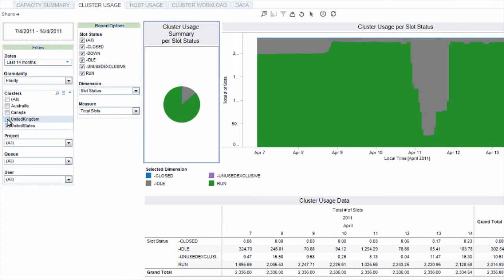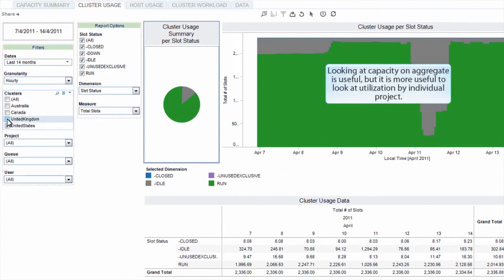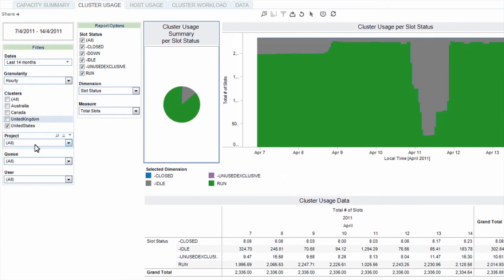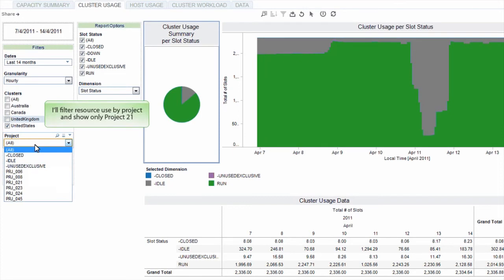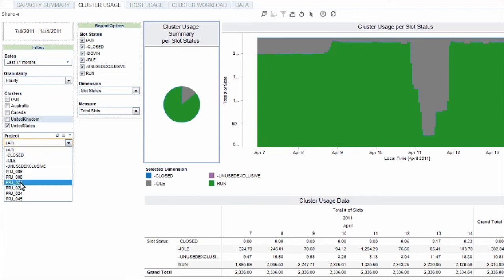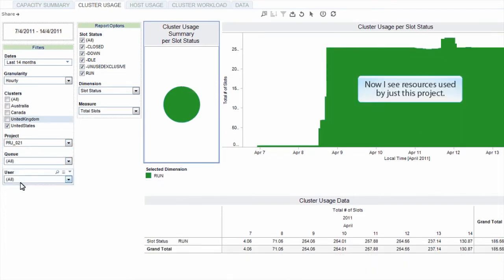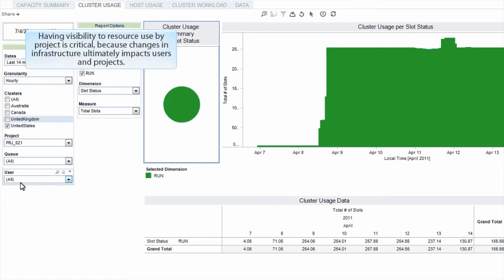My clusters support multiple project teams and many users. Looking at capacity on aggregate is useful, but it's more useful to look at utilization by individual project. I'll filter resource use by project and show only project 21 because I know it's resource intensive. Now I see the resources used by just this one project. From a business standpoint, having global visibility to resource use by project is critical because any change in infrastructure ultimately impacts users and projects.